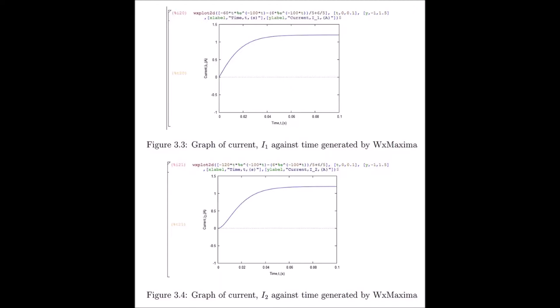By Kirchhoff's law, the current flow through the capacitor is I3 equal to I1 minus I2, which equals 60t e^(-100t). Thus, the value of I3 goes to 0 as t goes to infinity. In conclusion, the purpose of the multiple loop electric circuit is to obtain the rate of change of current flow in the multiple loop.